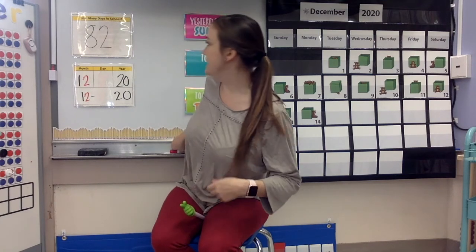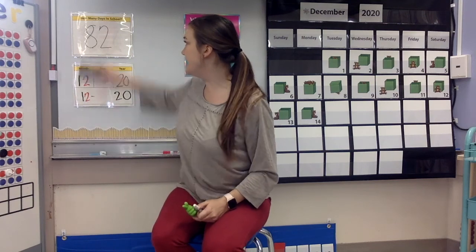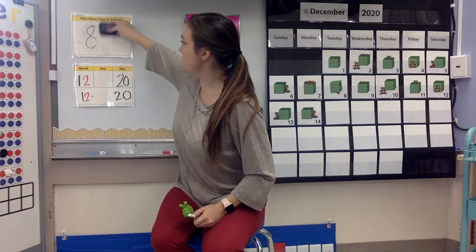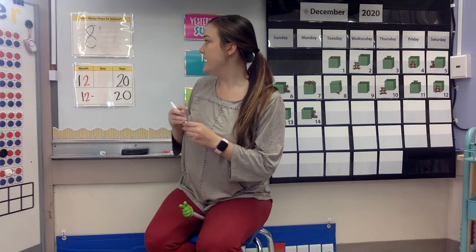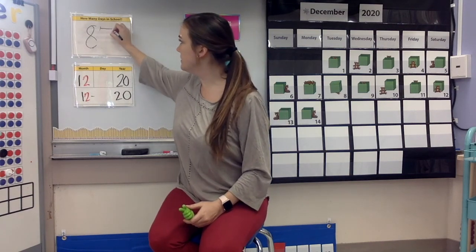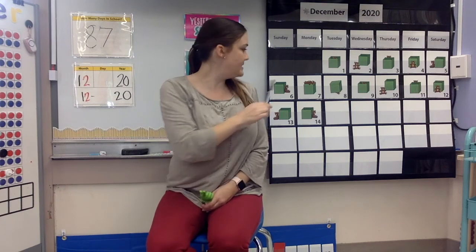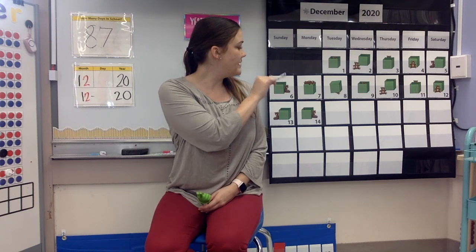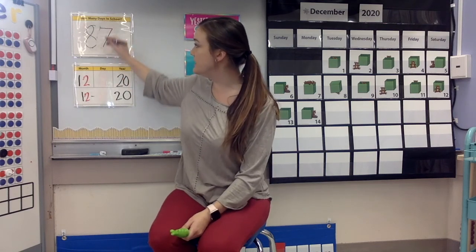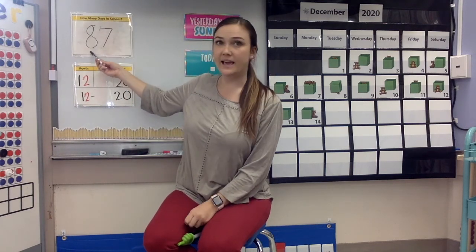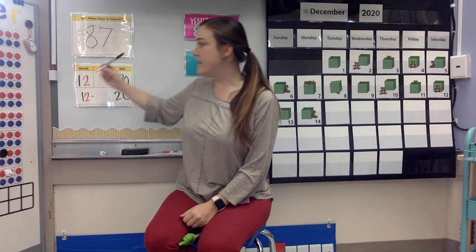87. Now I get to keep this 8. That's the 8 for my 80, to represent 8 tens. So I have 8 tens and 7 ones. Is that what we said? 2, 3, 4, 5, 6, 7. Yep. We have been in school for 87 days. So this is how you write the number 87. And remember, this means 8 tens, 7 ones.